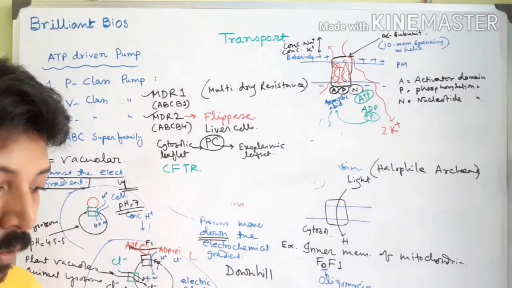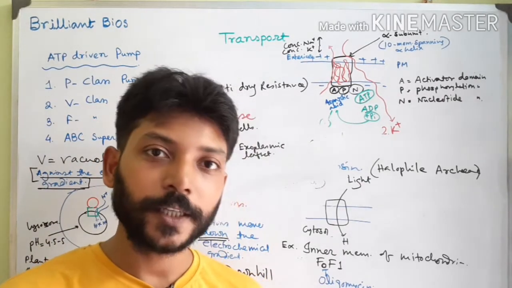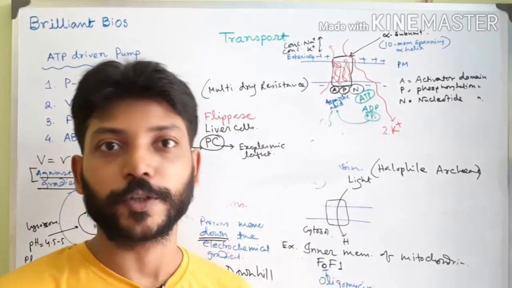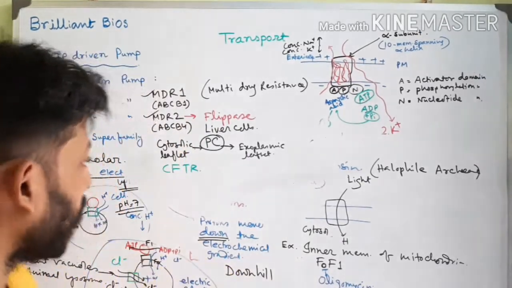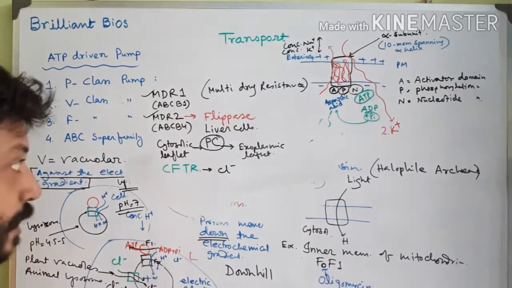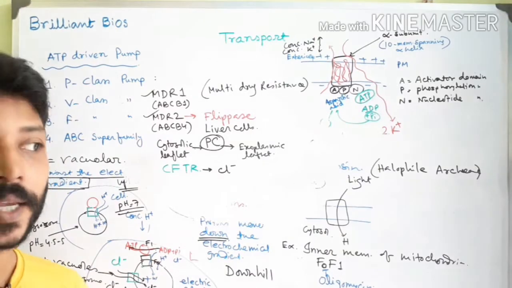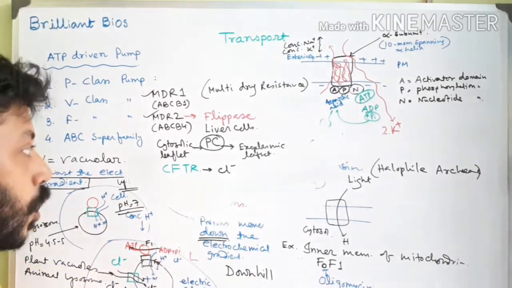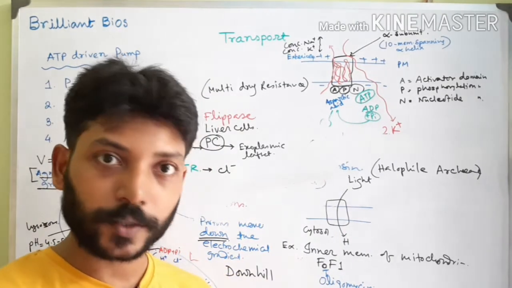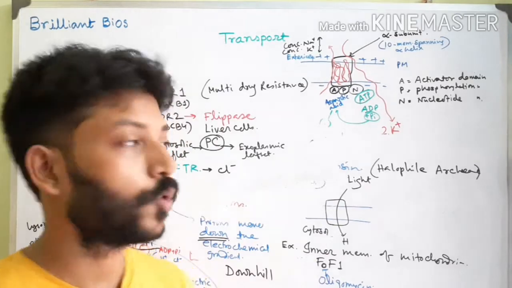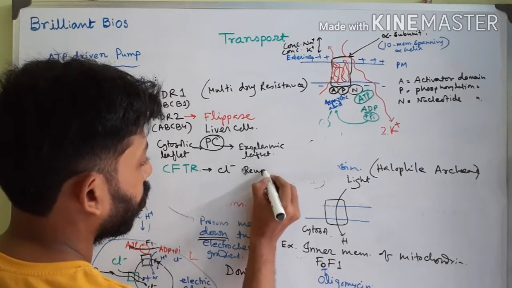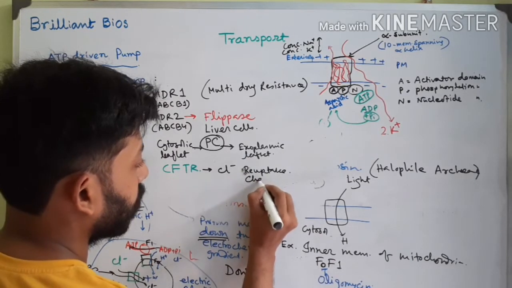But in case of CFTR, the ATP just helps in the closing and opening in this case. It does not help in the transportation of the molecule. In case of CFTR, chloride ions are transported, and this is present in lung cells and sweat gland cells. Because what happens during sweating, chlorides are actually released by the sweat, but this chloride must be reuptaken. So CFTR actually acts as a chloride reuptake channel.